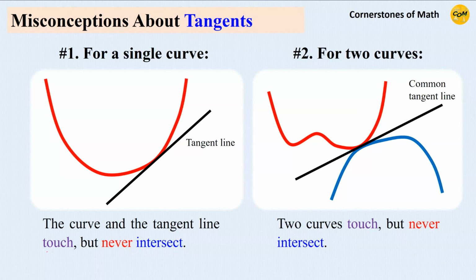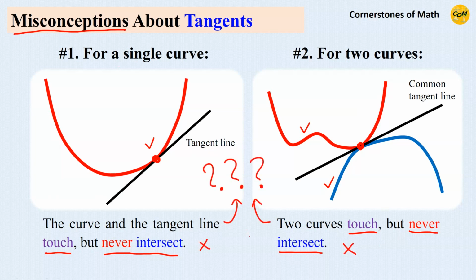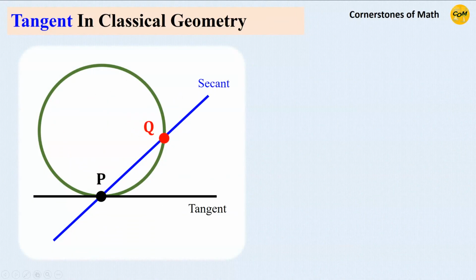We all have this vague concept about tangent which is touch but never intersect. For a single curve, a tangent line touches the curve at one point, but the line and the curve never cross over. In case of two curves being tangent, they touch, but they do not intersect. If these are all misconceptions, which they are, and thereby false, then where does this touch-but-never-intersect concept come from? Well, it mostly comes from the classical geometry of circles, where most students are introduced to the concept of the tangent for the first time.